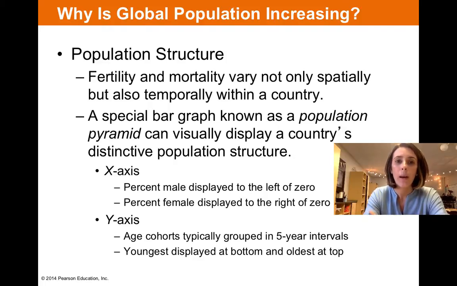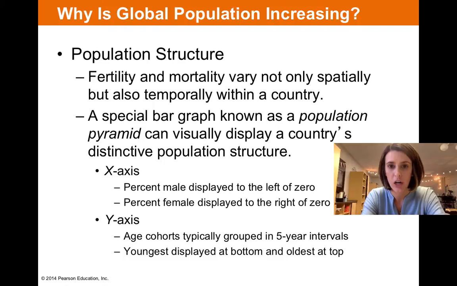All right, so population pyramids. Population pyramids show us population structure. Fertility and mortality rates vary not only spatially but also temporally within a country. We can see this really easily and visually using a special bar graph known as a population pyramid. Population pyramids visually display a country's distinctive population structure.